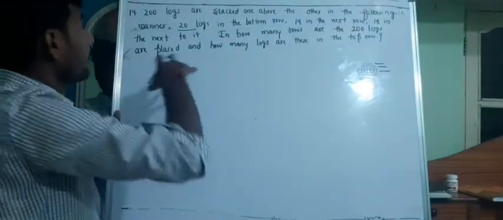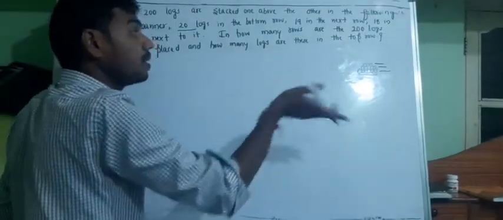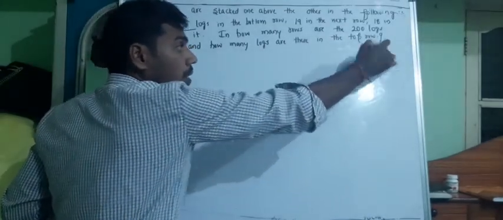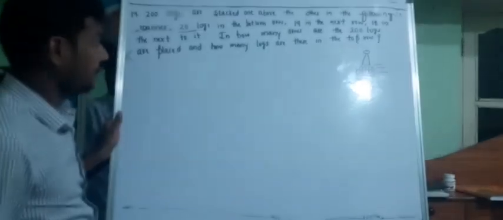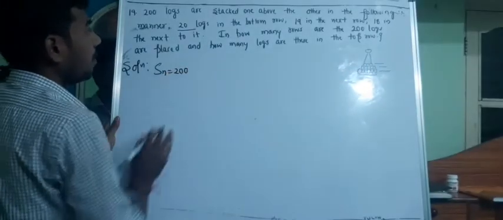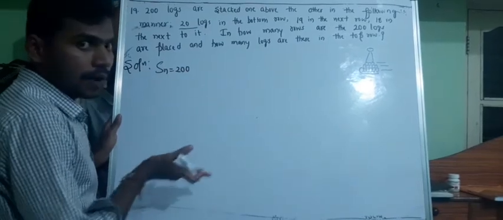Next, how many logs are there in the top row? So there will be a top row. On the top row, how many logs are placed? Now, the total number of wooden logs is Sn equal to 200. And at the bottom, how many are placed?